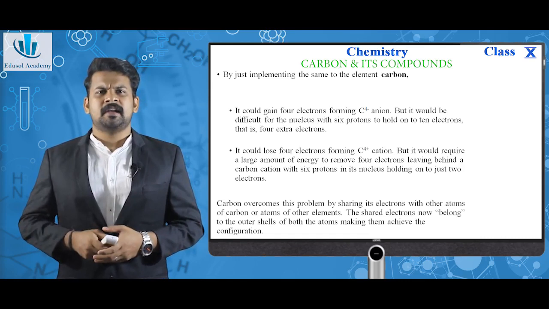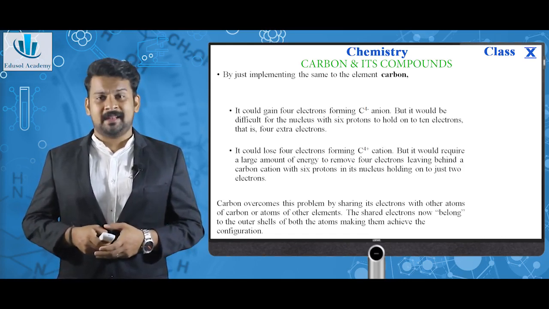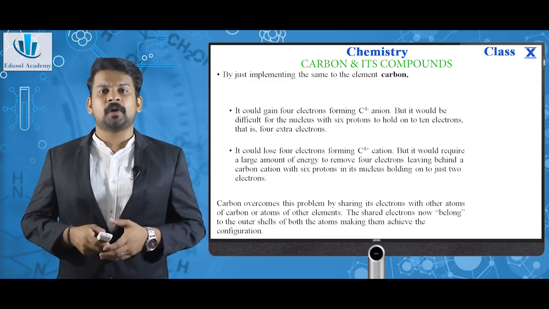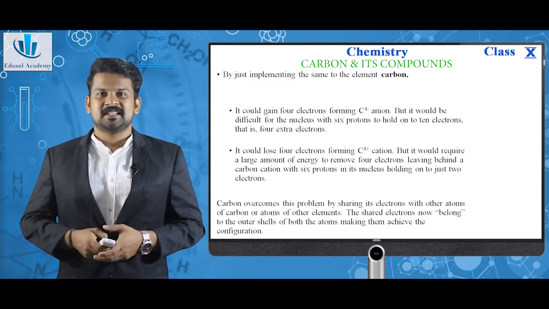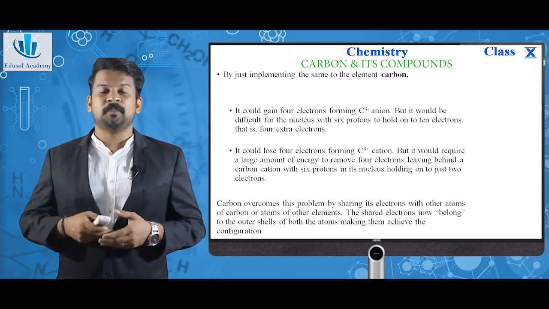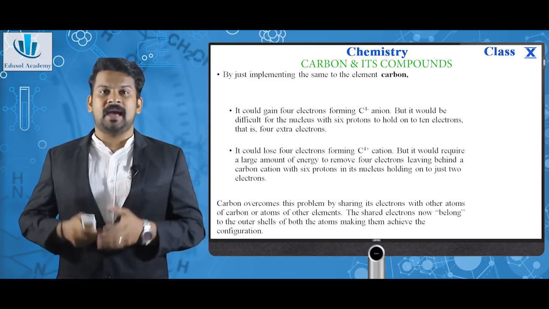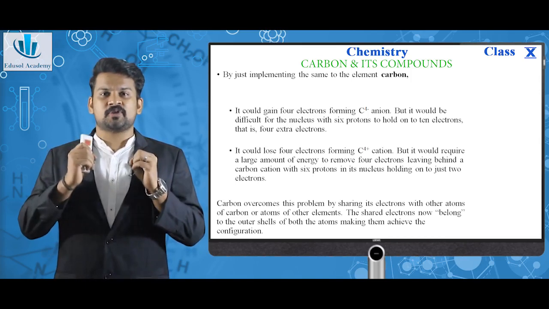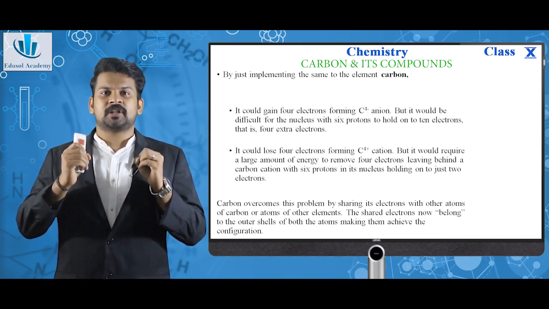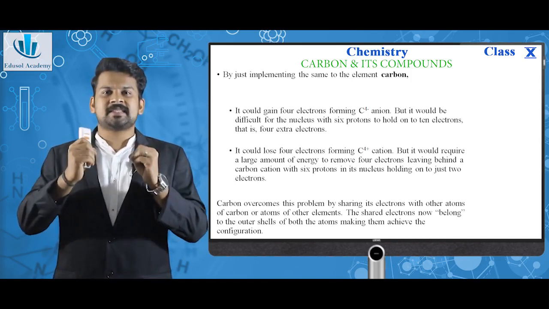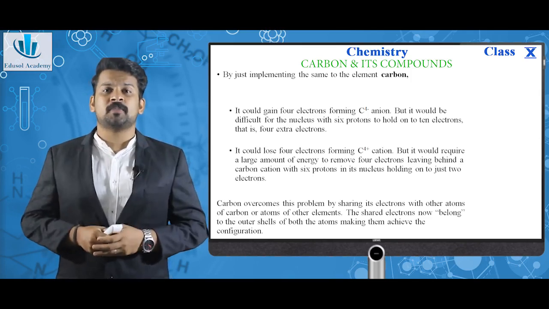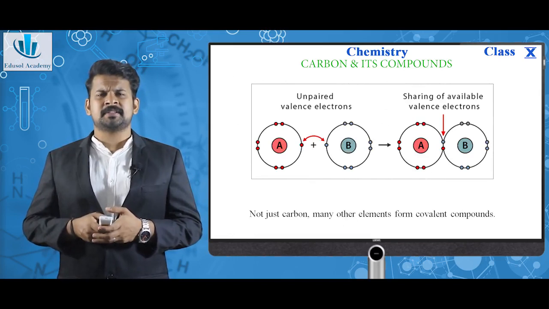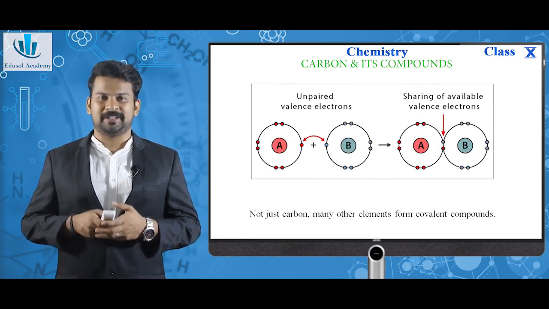In such a way, carbon overcomes this problem by sharing its electrons with other atoms of carbon or atoms of other elements. The shared electrons now belong to the outer shell of both the atoms. For example, if this is carbon and this is oxygen, they share their electrons such that both these atoms achieve their outermost octet, the noble gas configuration. Coming to an example, let's understand the concept of covalent bonding now.